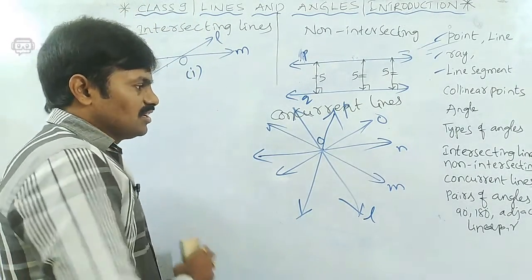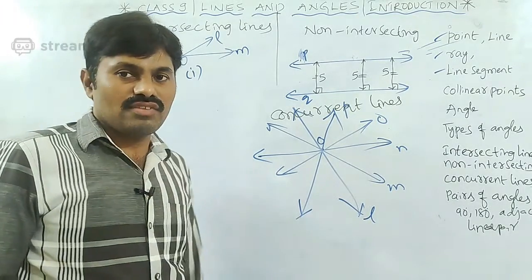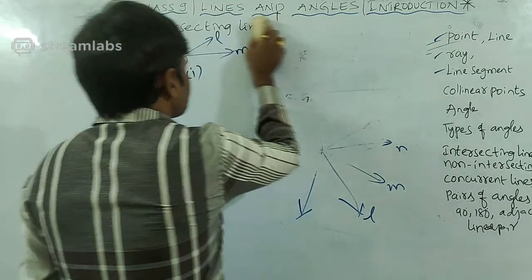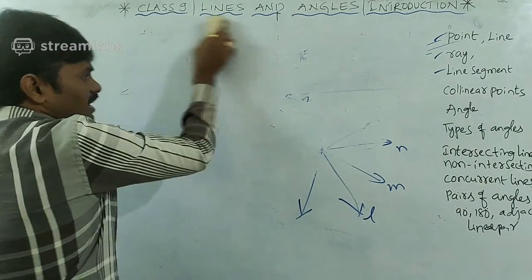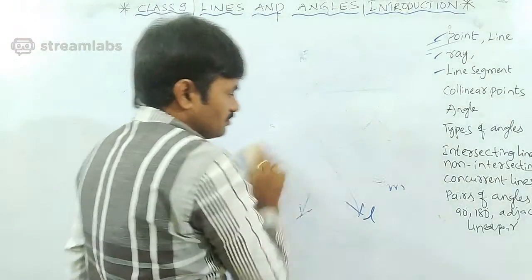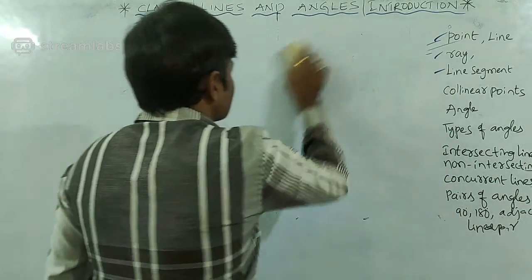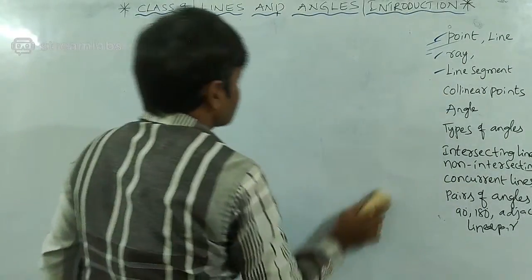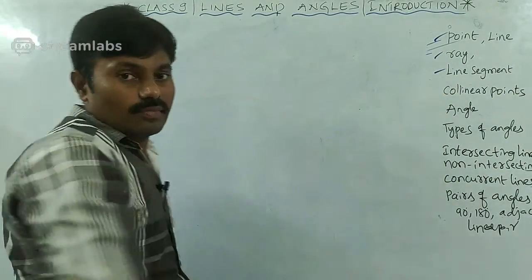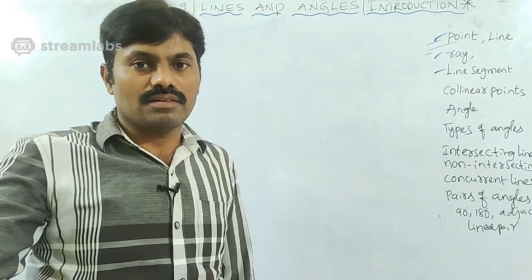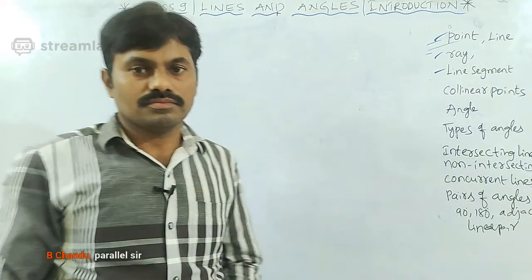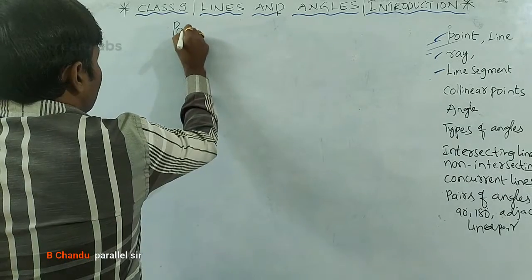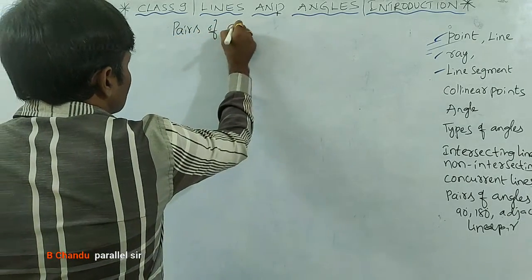Is it clear? Now we are going to discuss pairs of angles. Sir, what is the meaning of pairs of angles? If we consider angles pairwise, pairs of angles. Now the heading is pairs of angles.